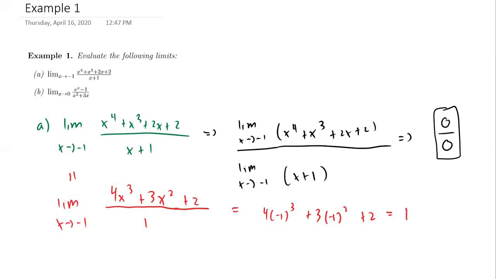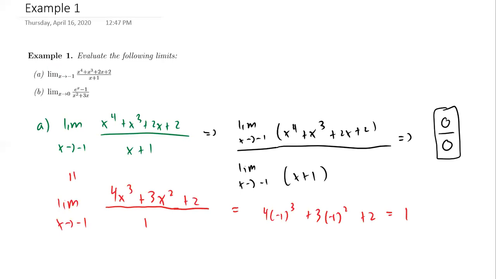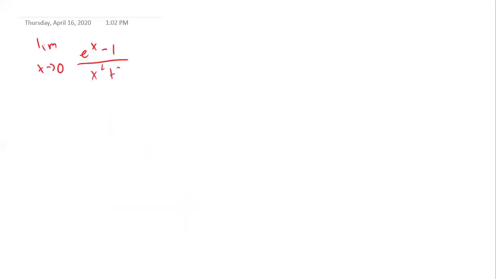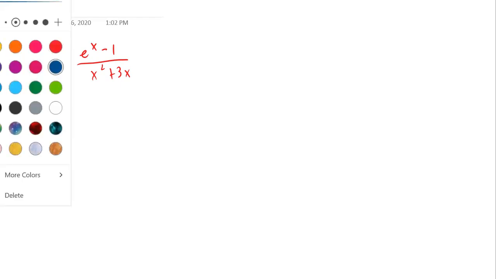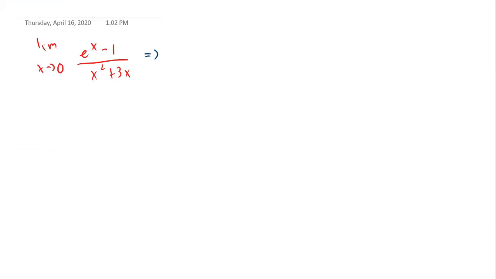Let's do part B. I have the limit as x approaches 0 of e to the x minus 1 divided by x squared plus 3x. Again, we can't evaluate the limit directly because if we plug in 0 to the bottom, we get 0. So instead, we check if L'Hopital's rule applies. We check if we have an indeterminate, so we check the limit as x approaches 0 of the top divided by the limit as x approaches 0 of the bottom.